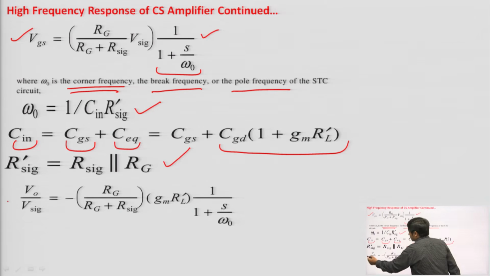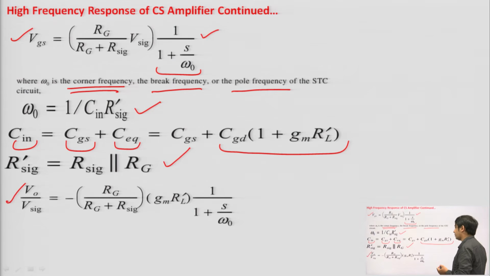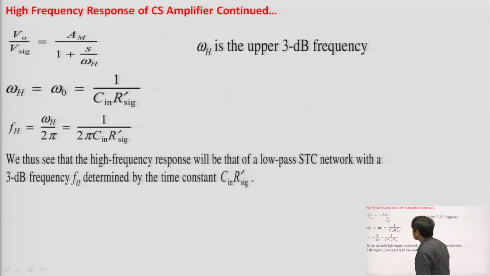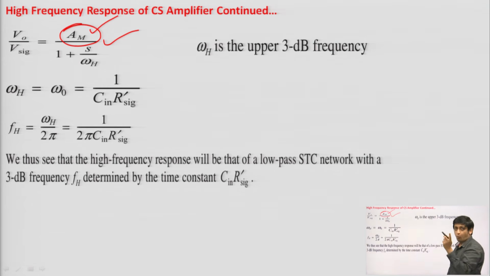From here we can calculate the overall voltage gain, that is V naught upon V sig, very easily. Now see, the previous equation can be replaced with the help of this equation, where AM is the midband gain, which we have already calculated in unit 1. The midband gain is basically the gain which is achieved in the mid frequency in which there is no capacitive effect, fine.